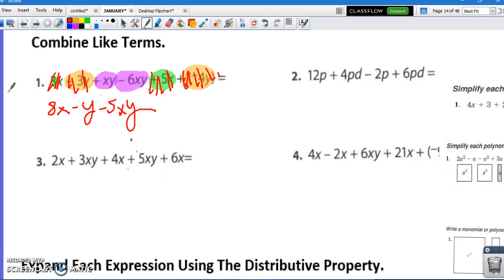Remember, I'm not asking you to isolate variables, which means solving for what the variables are. That's not this part for your exam. Here, you're just simply combining the like terms. Let's try number 2.